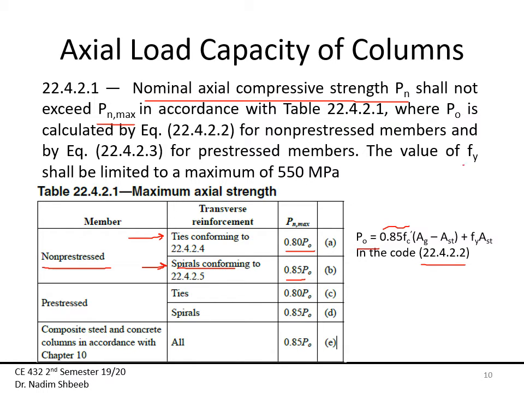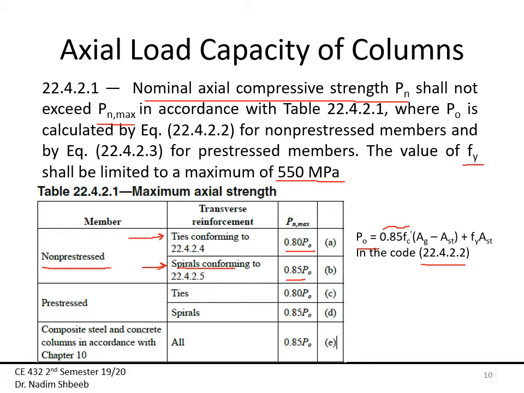There is one caveat, though, that the value of fy shall not exceed 550 megapascal. So even if I have steel reinforcement that is more than 550, I cannot use more than 550. And for one main reason, concrete will not survive. It will fail long before we reach a yield stress of 550. Okay, so it would be crazy to use more than 550 anyway.